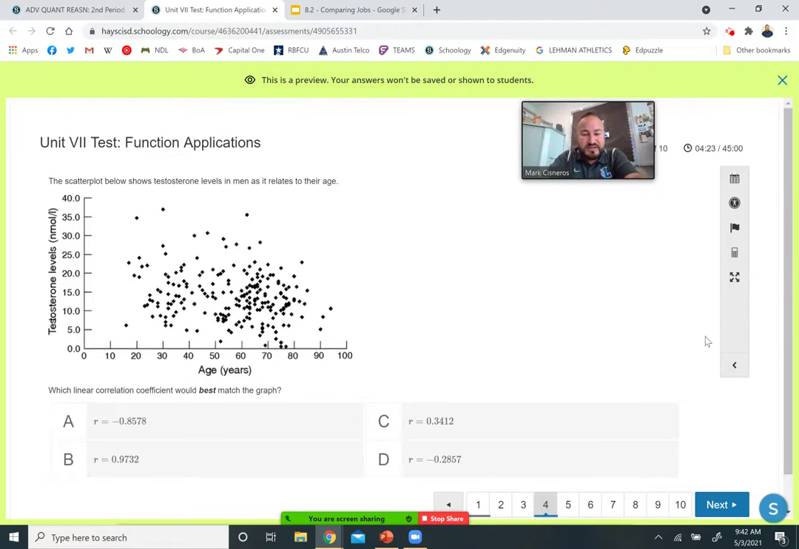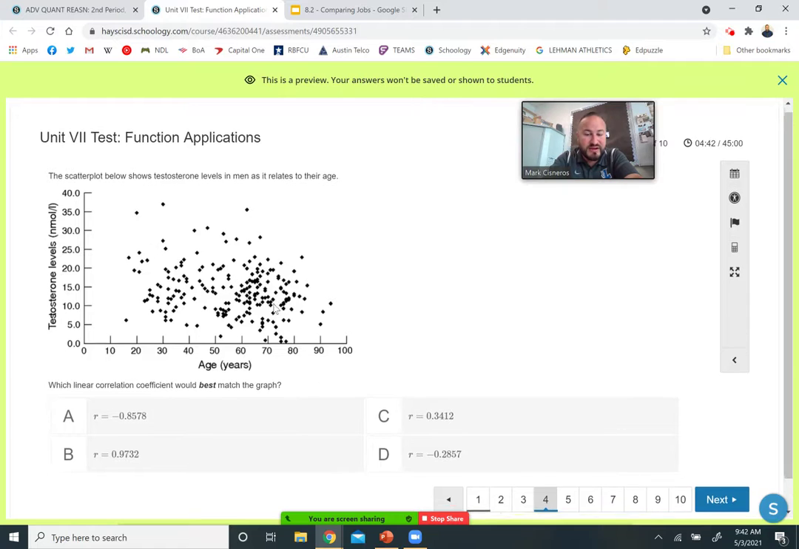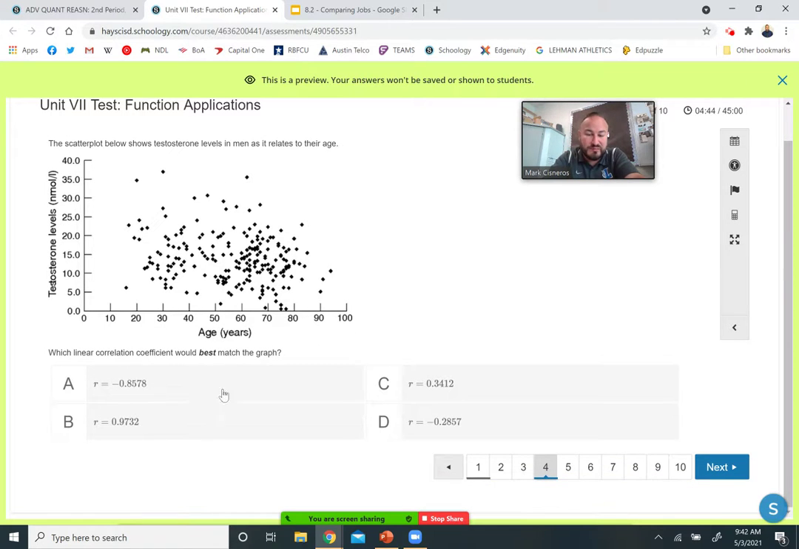This question, I was hoping it would be a gimme question. If you just look at the dots, can you tell me if it's mostly positive or mostly negative? Yeah, it's trending downwards, negative. It's super weak because it's really spread out, but you can kind of tell that it's got a downward trend, which means the R value has to be negative as well. That leaves either A or D in this particular case.